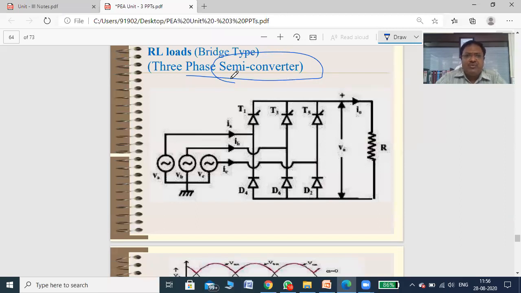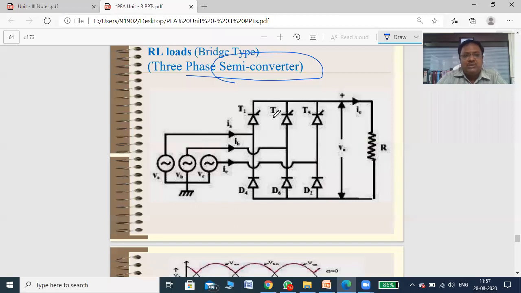Anyone from your class, if you really understand the circuit and how it works, you can explain, because it's a three-phase converter and three-phase converters are mostly used in industry. Single phase converters are not used in industry. The reason behind that I have explained many times during this unit. So three-phase converters are most important. Definitely there will be one question on a three-phase converter.